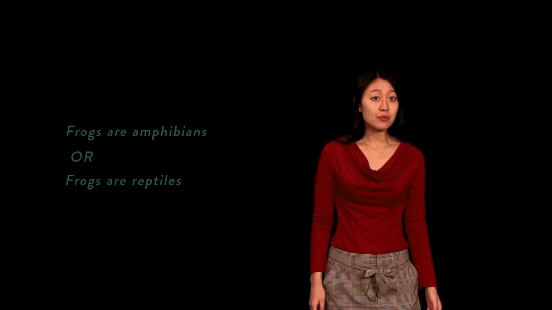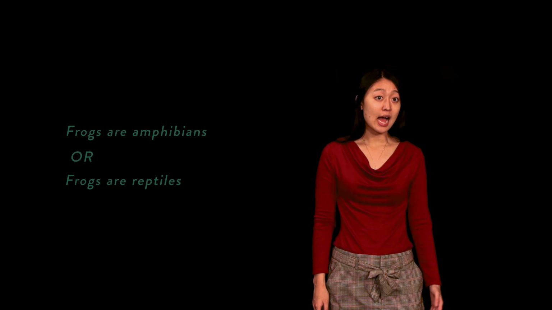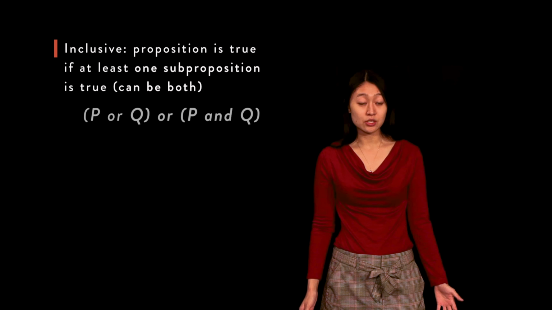In this case, the operator's ambiguity in natural language actually causes a bit of confusion in terms of the interpretation of disjunctive propositions. As with our use of "or" in common speech, disjunctive propositions can be interpreted inclusively or exclusively. In its inclusive interpretation, a disjunctive proposition will be true when either subproposition is true alone, or when both subpropositions are true together. This could be formalized as P or Q, or P and Q.